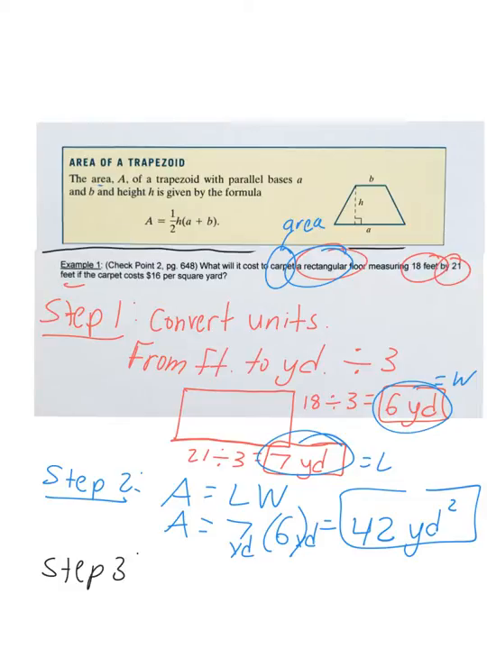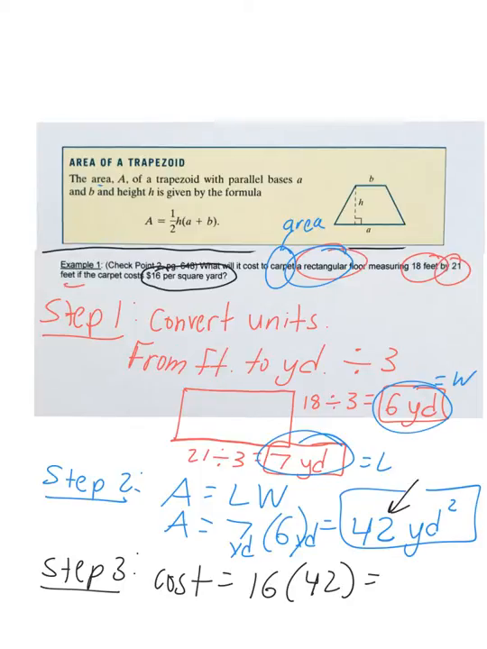Step 3, it wants the cost. It says it costs $16 for every square yard. So I just multiply. So it's $16 times, I'll use parentheses for times, we just said in step 2 there are 42 square yards to carpet. So if I do 16 times 42, I get a final answer of 672. So $672, final answer for example 1.